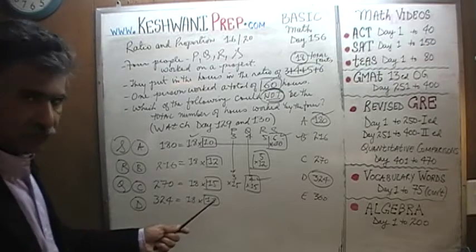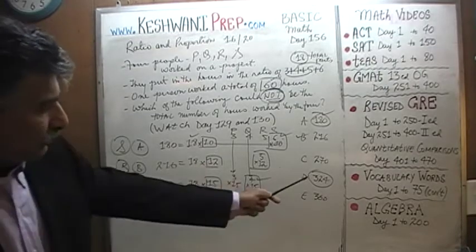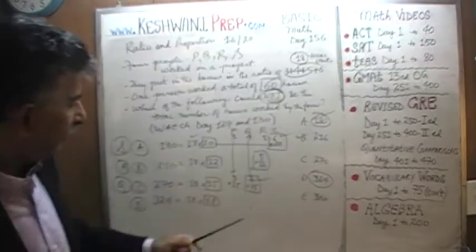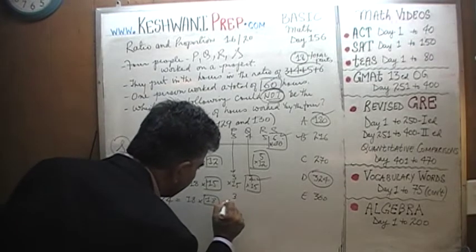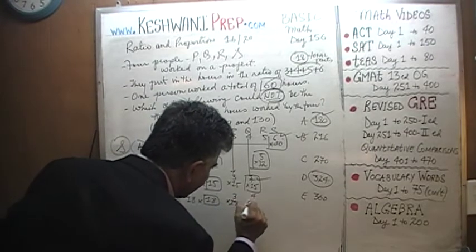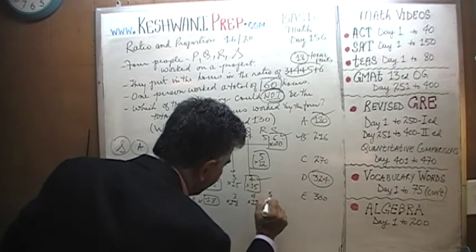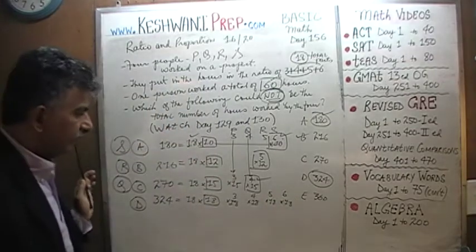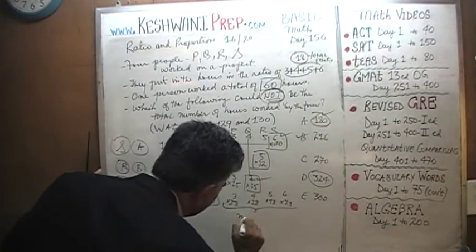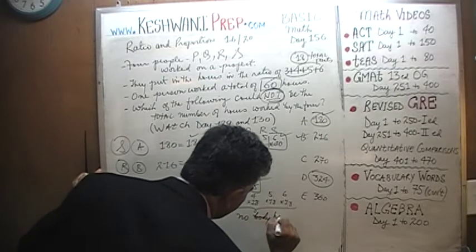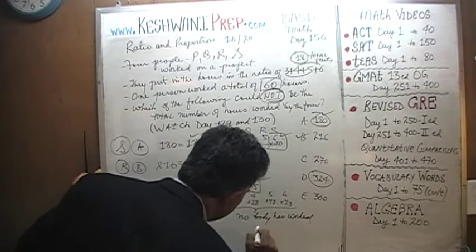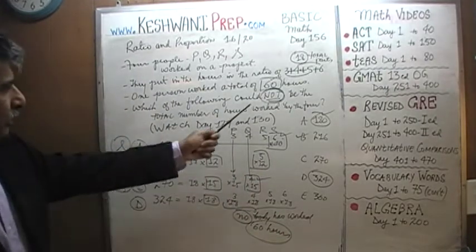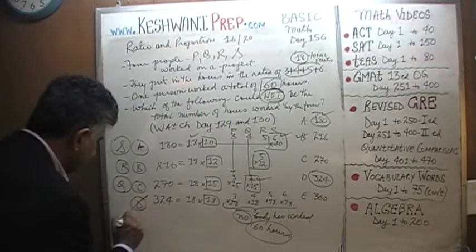And you can clearly see here, what's going to happen is that if it turns out that the total number of hours they work is 324, and given the fact that they work in the ratio of 3 to 4 to 5 to 6, which means P must have worked 3 times 18, Q must have worked 4 times 18, R must have worked 5 times 18, and S must have worked 6 times 18. As you can see, in this scenario, nobody has worked 60 hours, no person. But we are told that one person works 60 hours. This is not possible.